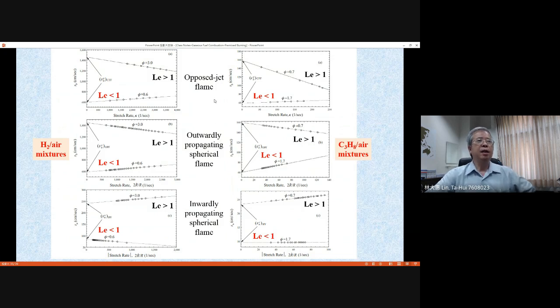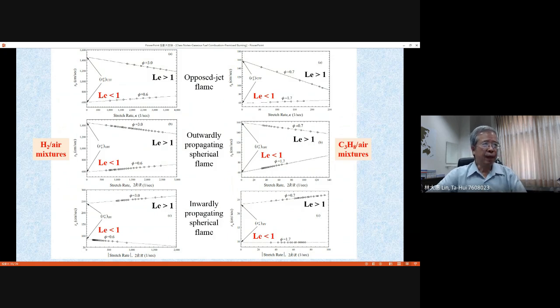You understand the previous 2 should be the same. They should have the same variation with changing stretch and different Lewis number, because these 2 kinds of flames are under positive flow stretch. But the last one is basically a flame under negative stretch, under compression. Its results should be different compared with the other 2 cases.